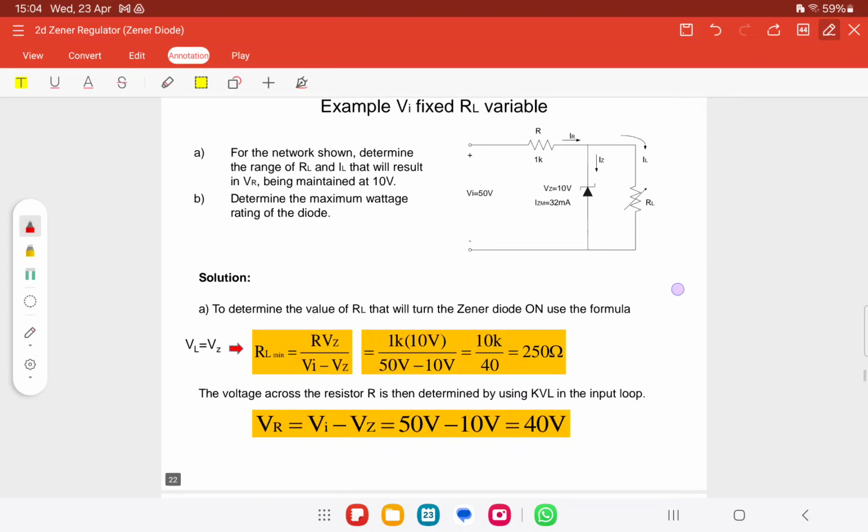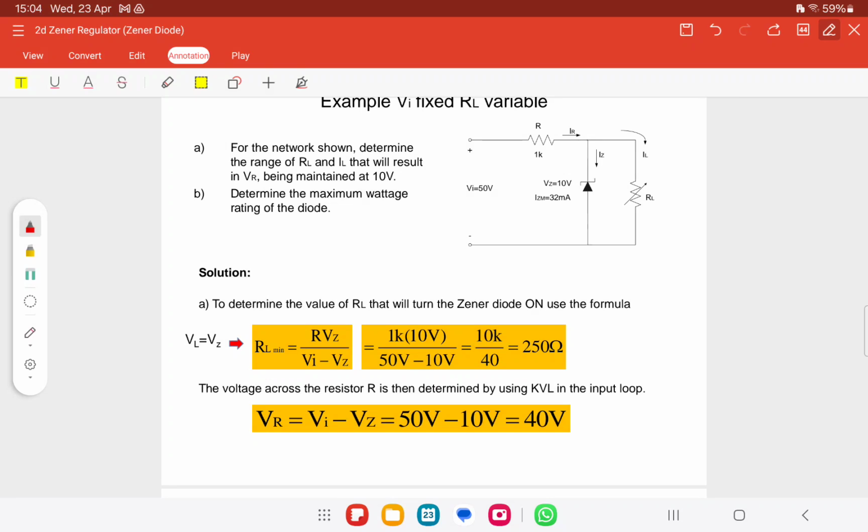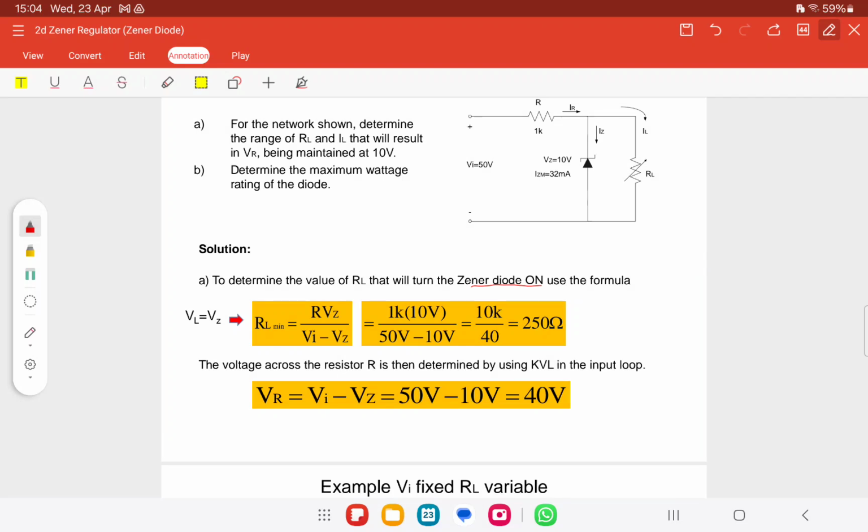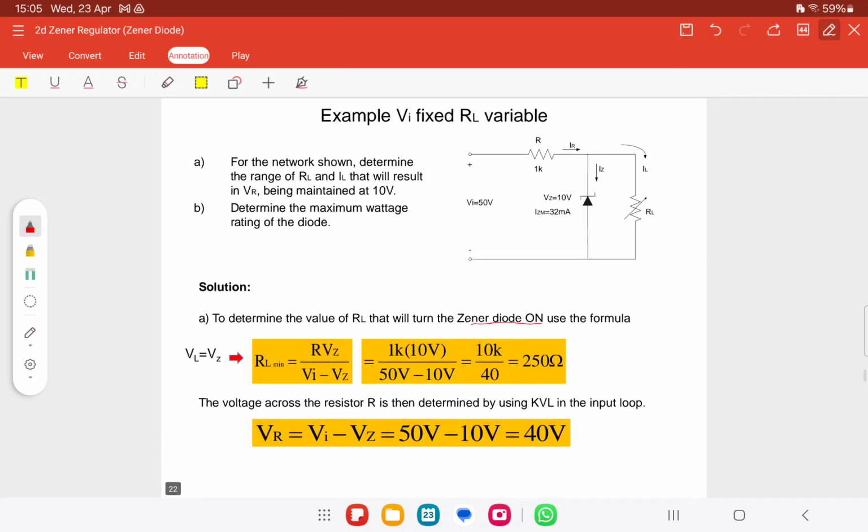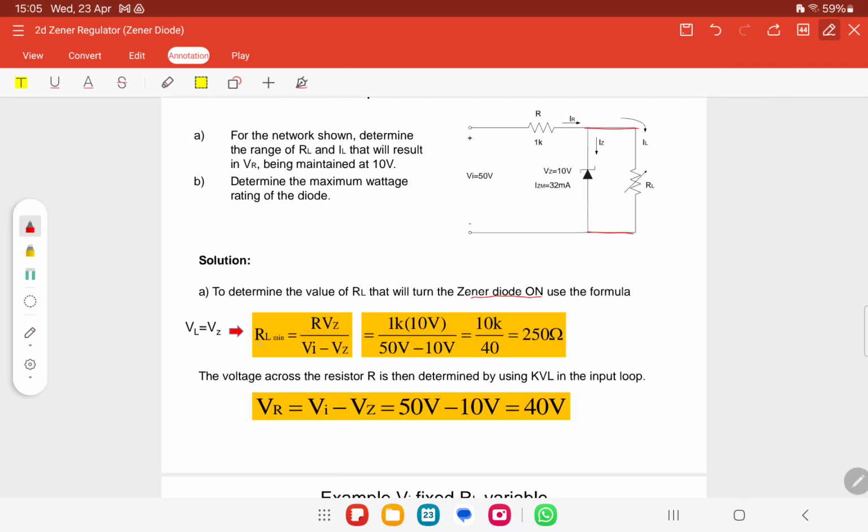Okay, let us look at this example first. To determine the value of RL, we need the diode to be on. So we assume the diode to be on. Okay, so here, since the diode is on, Vz equals VL. RL equals, this is from Ohm's law, the voltage divider. This is R, VR. Okay, VR. This is R multiplied with the Vz value here.